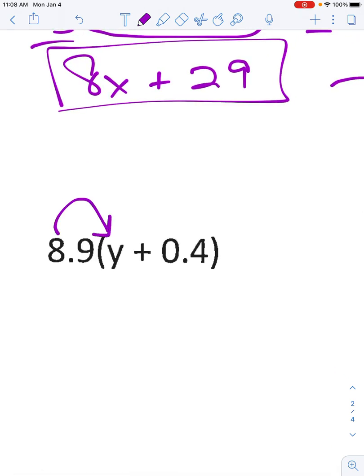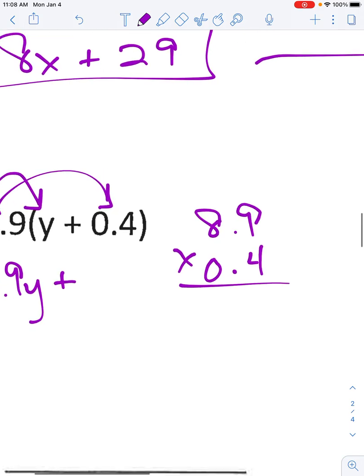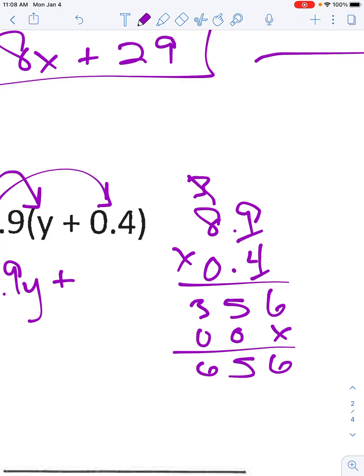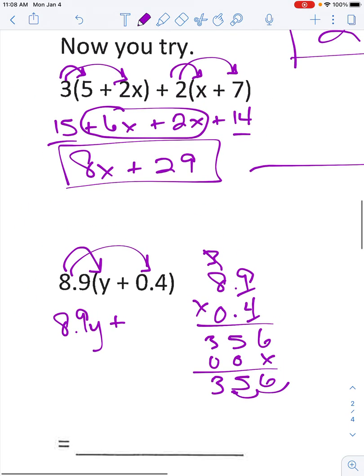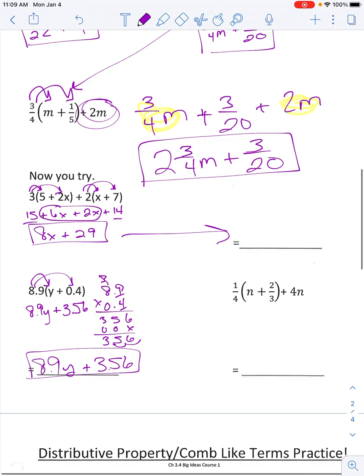This next one, we have some decimals. So 8.9 times y is 8.9y. And then we have to do 8.9 times 0.4. And we're going to move the decimal twice. So we have 6.56. Let me check my work. Oh, that's a 3. No wonder it was looking a little funky. There we go. 3.56. Okay, so 8.9y plus 3.56 when you distributed.